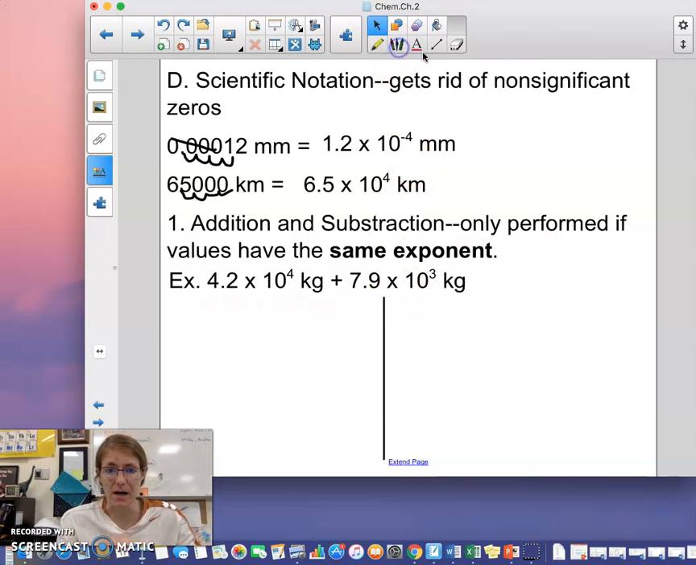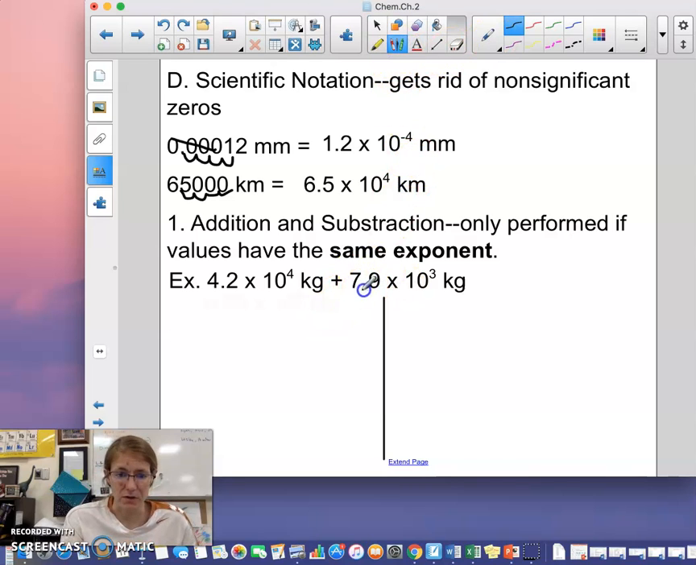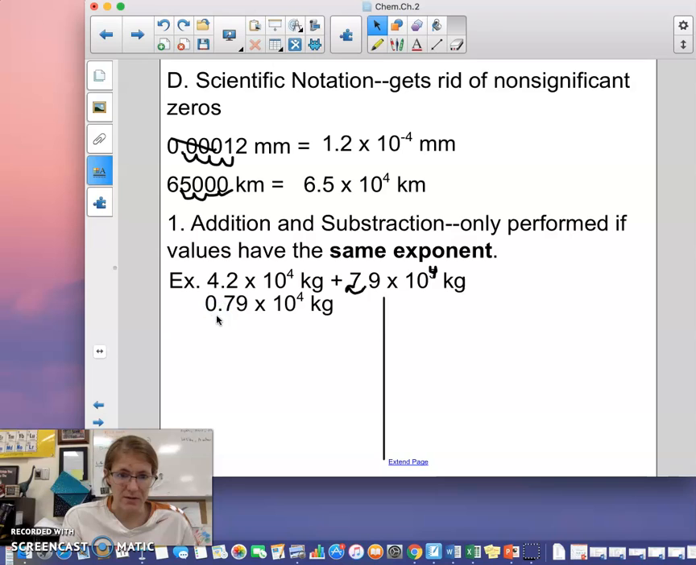And how I do that is I'm going to move it over to the left, because when you move it over to the left, then the exponent increases. It's positive. So if I move it over 1, well, now it's going to be times 10 to the 4. So I'm going to put down 0.79 because I moved that decimal place over to the left, 0.79 times 10 to the 4 kilograms.